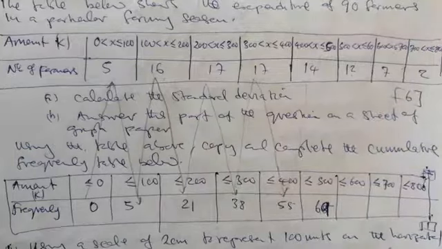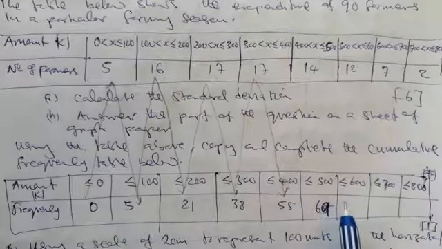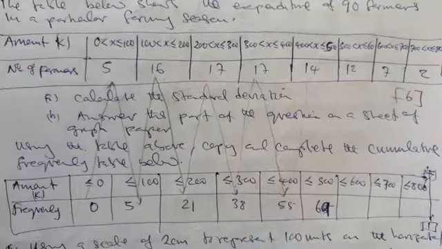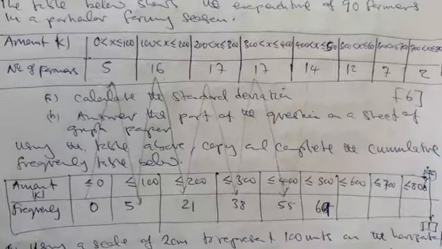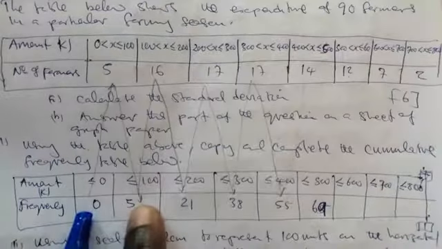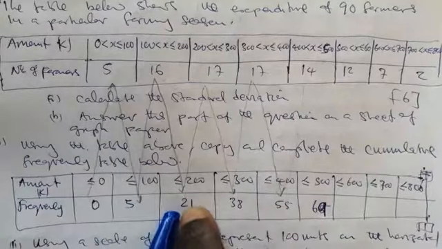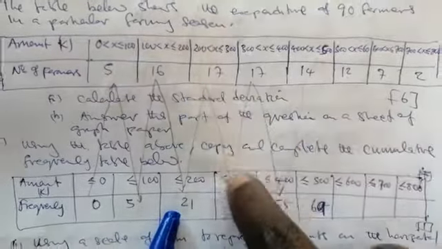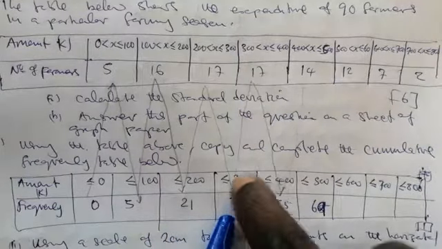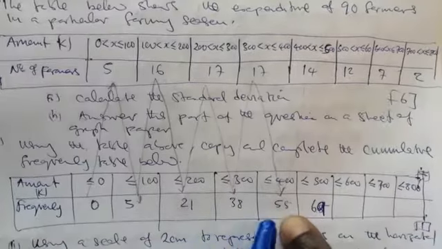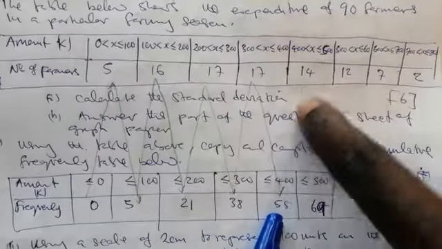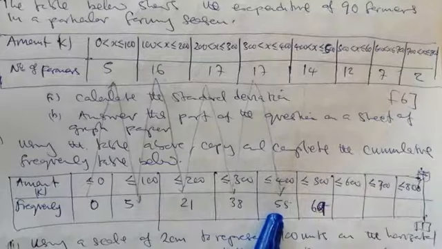So how do you complete the cumulative frequency table? We use the zigzag method. Here I've got 0 plus 5, my answer is 5. Then I'll stand here again. 5 plus 16, you have 21. Then 21 plus 17 gives me 38. Then 38 plus 17 gives me 55. Then 55 plus 14 has to give me 69.